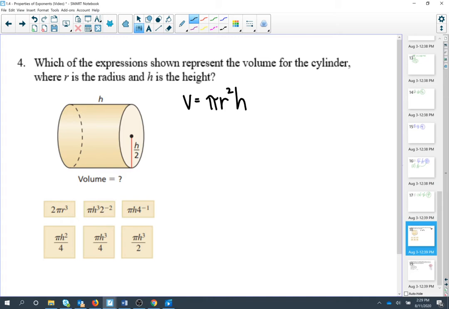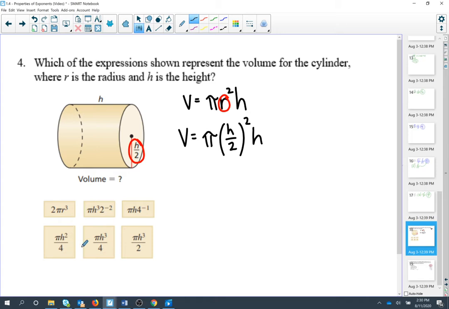R represents the radius, h represents the height. I'm looking at my cylinder over here, h is the height, but it looks like instead of radius for r, they have h over 2. So I'm going to take my radius and substitute h over 2. So volume equals pi times the radius, which they have as h over 2, squared times h. Now I'm going to go look at that again. Nope.